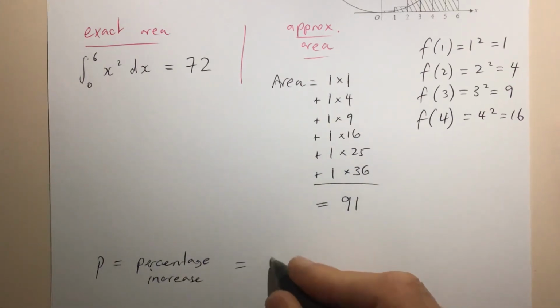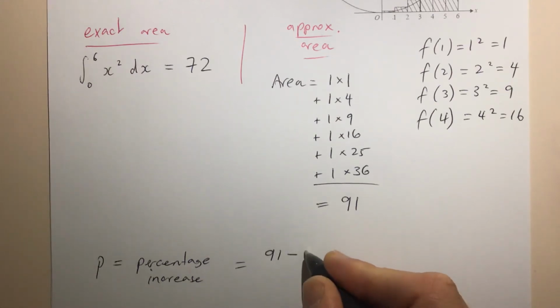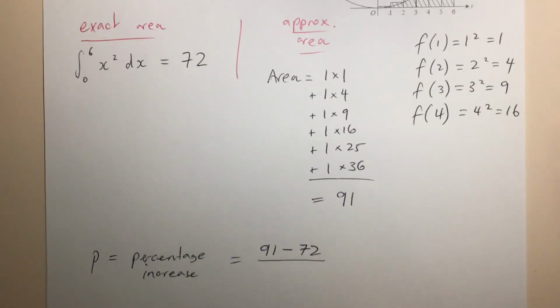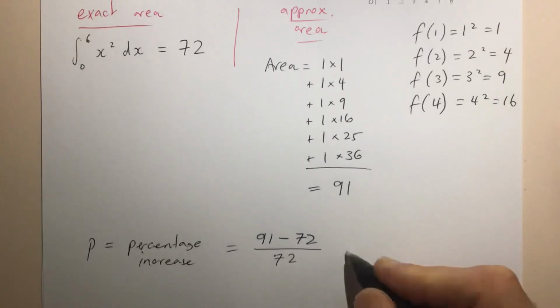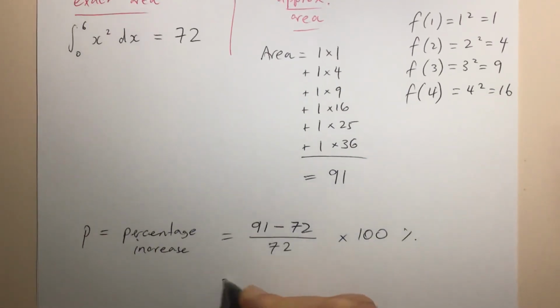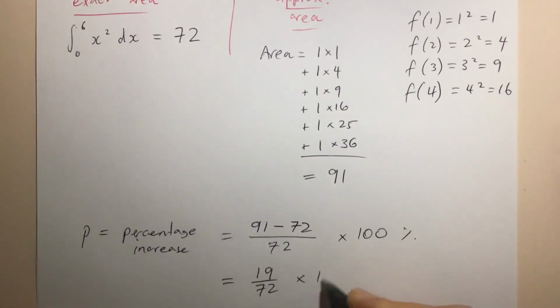So a couple of ways you could maybe work that out, but I would say let's work out what the increase was, which will be the difference between 91 and 72. Divide that by what we started with, which of course was 72. And if you multiply that by 100, you'll get it as a percentage. Okay, so it's going to be 19 divided by 72 times 100.